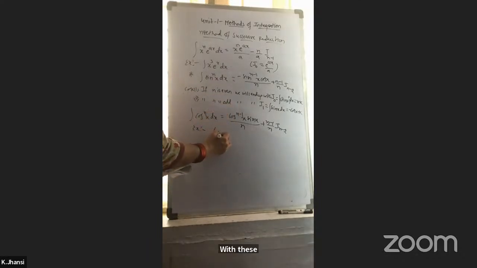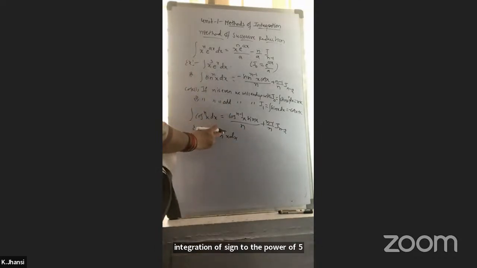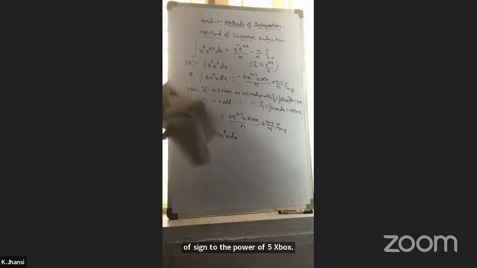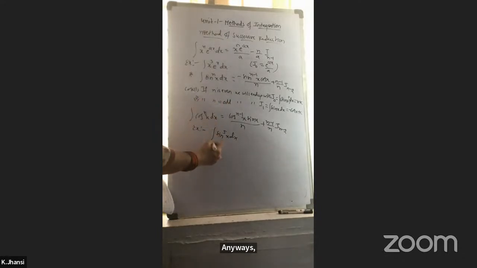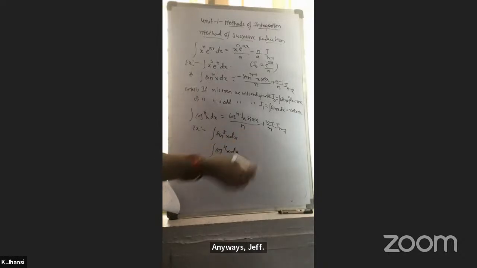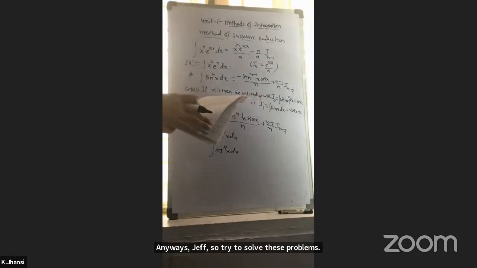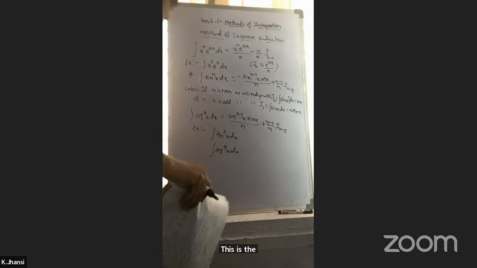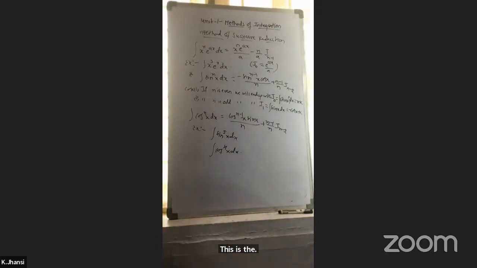Integration of sine to the power of 5 x dx. Okay, n value here is 5. You substitute that here. You can see cos to the power of 4 x dx also. So try to solve these problems. Okay, these are the reduction formulas we have. So one 10 marks question and one 5 marks question we have covered today.